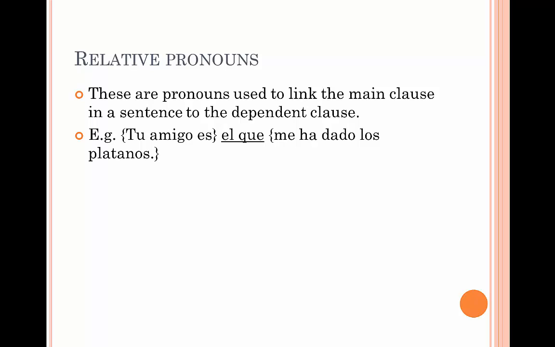Now there's going to be a second clause which describes what the friend has done. So we say me ha dado los plátanos, meaning he gave me the bananas. Now this is related to the main clause, however we can't put it all as the same clause because they're two separate entities. So we link this by using a relative pronoun which is el que.